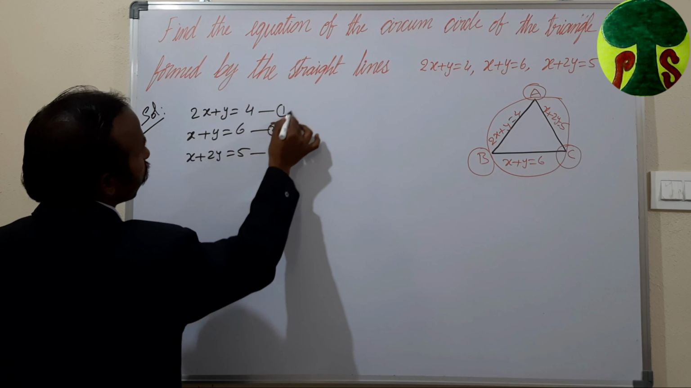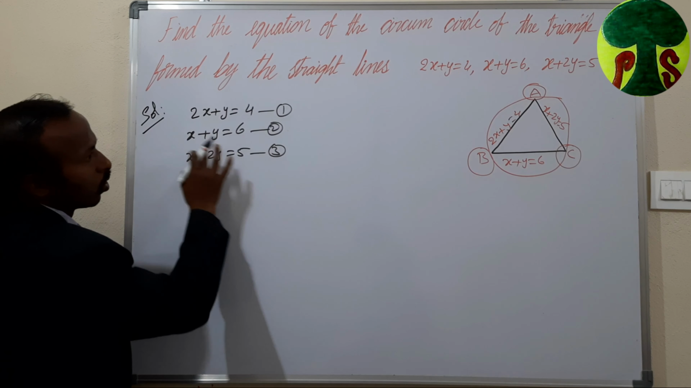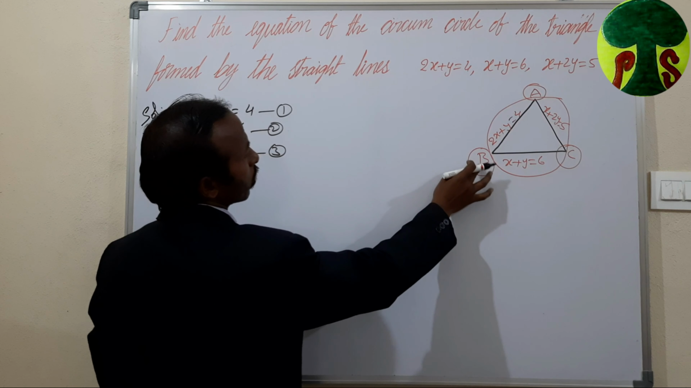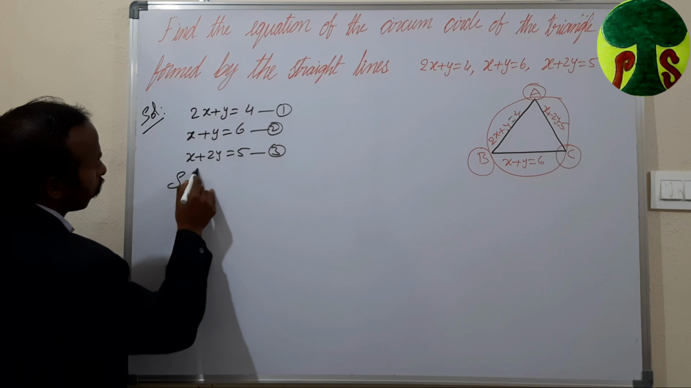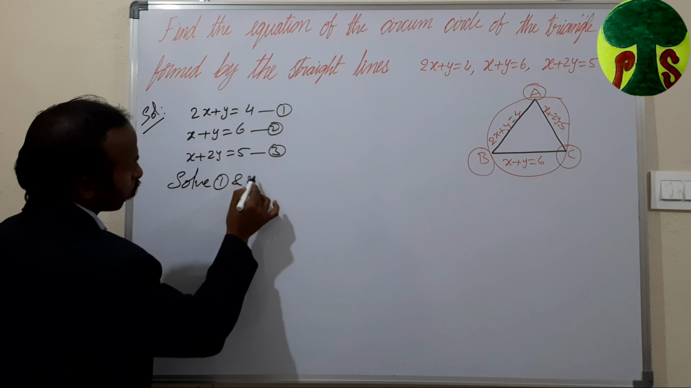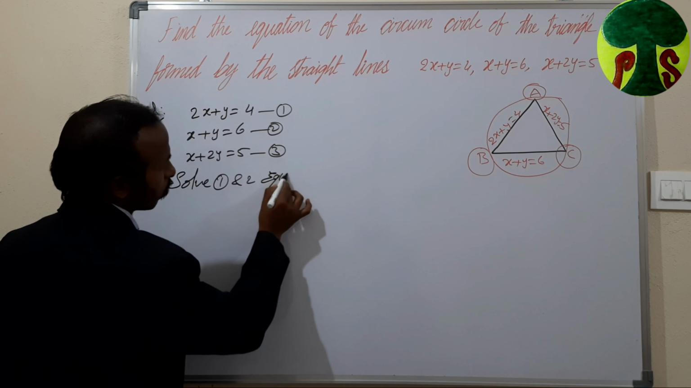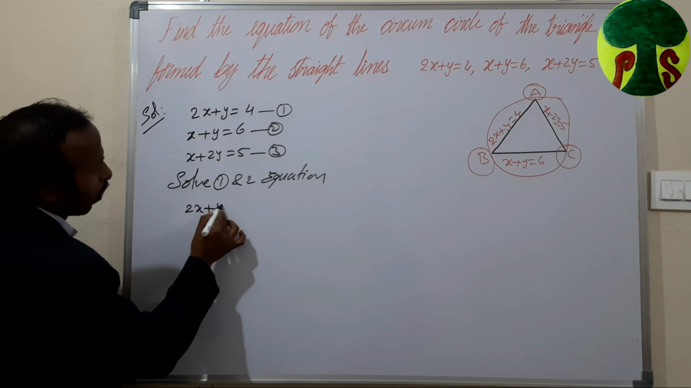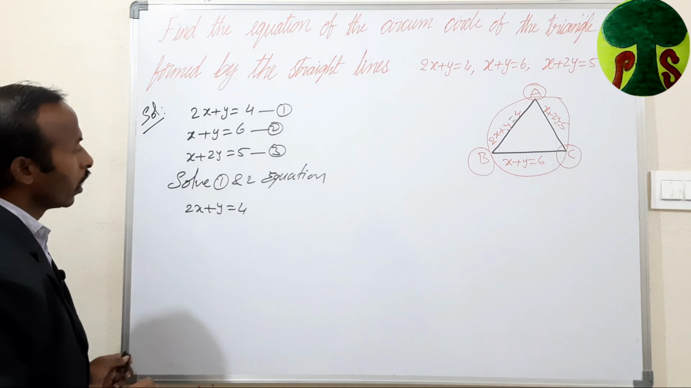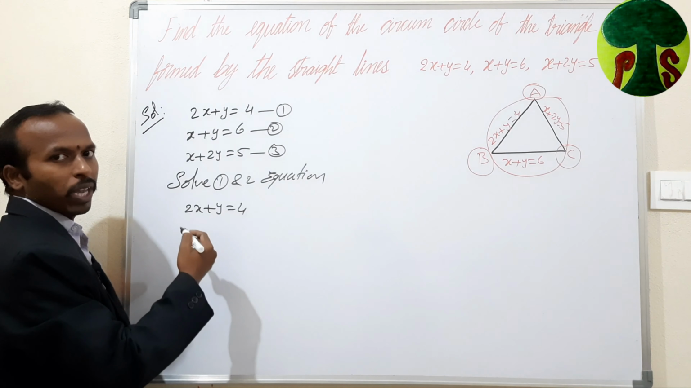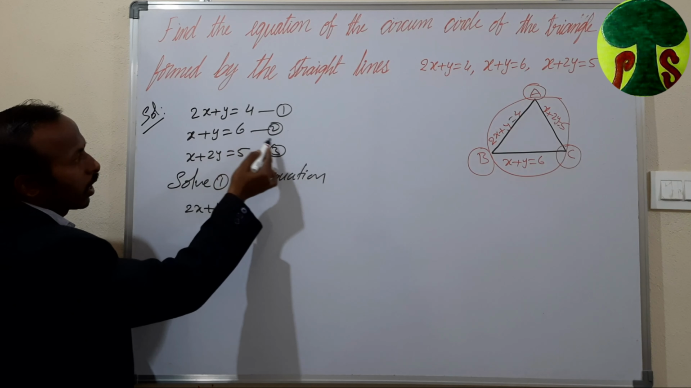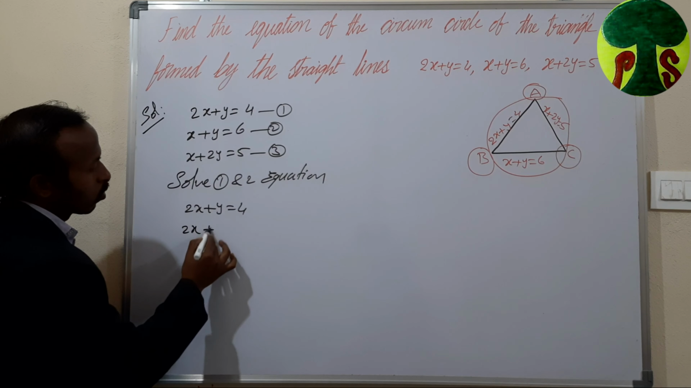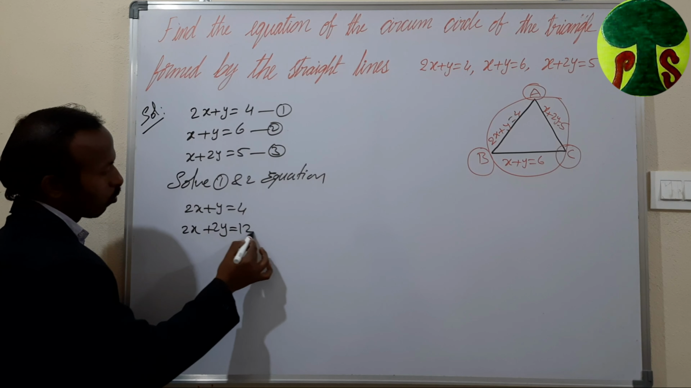By solving 1 and 2, we will get vertex B. So solve equations 1 and 2. First equation is 2x plus y equal to 4. In order to cancel, we have to make the coefficients equal. That's the reason I am multiplying the second equation with 2. So 2 into x is 2x, 2 into y is plus 2y, equal to 2 into 6 is 12.